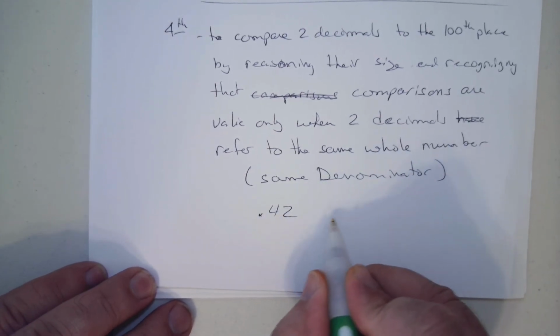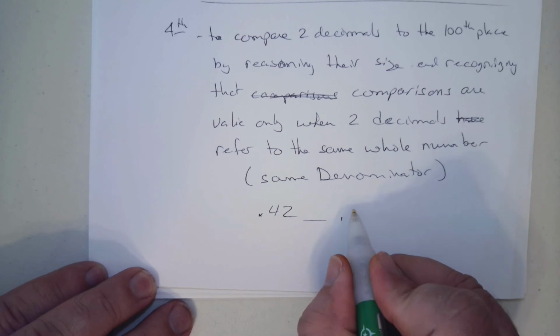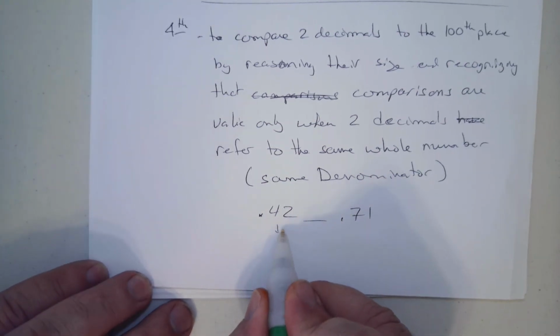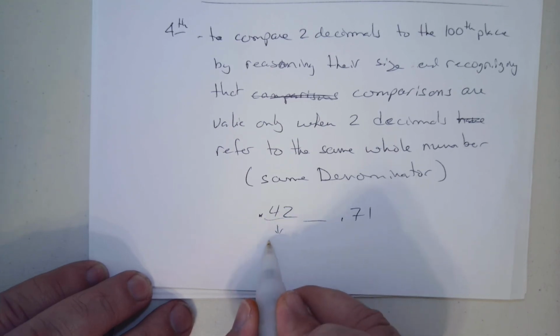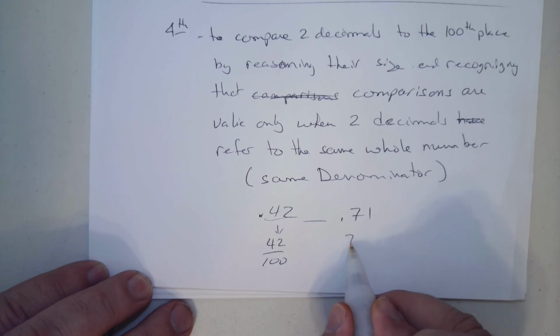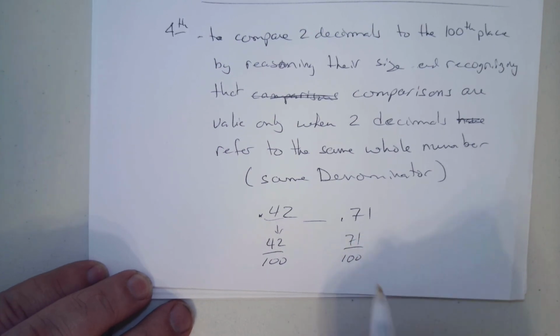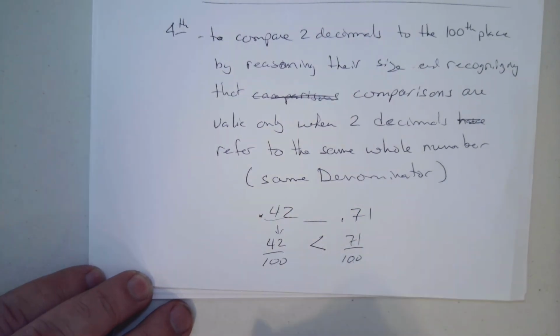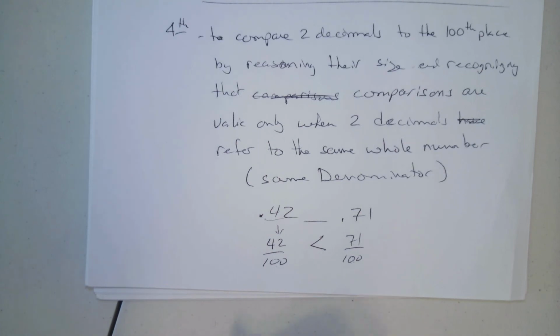0.42, compare that to 0.71. Well, 0.42, since it's two decimal places, is 42 over 100. Same thing, 71 is 71 over 100. Since they both have the same denominator, which one's bigger? We know 71's bigger, so we give it that sign.